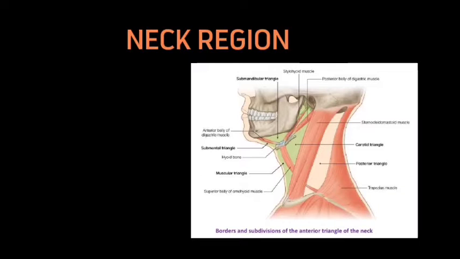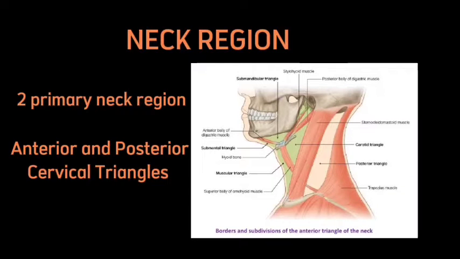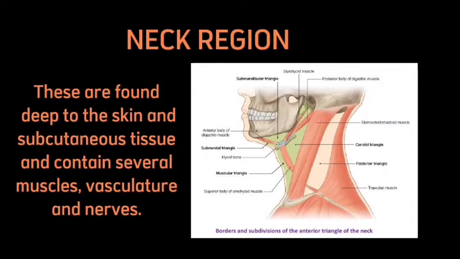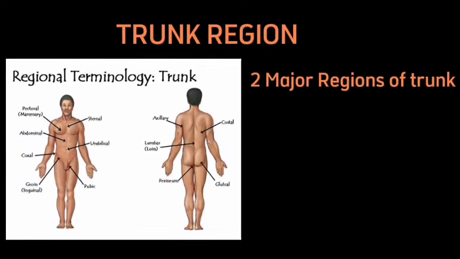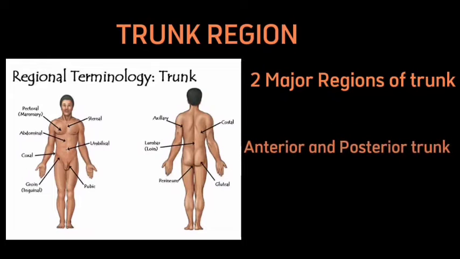Neck region. The two primary neck regions are the anterior and posterior cervical triangles. These are found deep to the skin and subcutaneous tissue and contain several muscles, vasculature and nerves. Trunk region. The two major regions of the trunk are the anterior and posterior trunk.